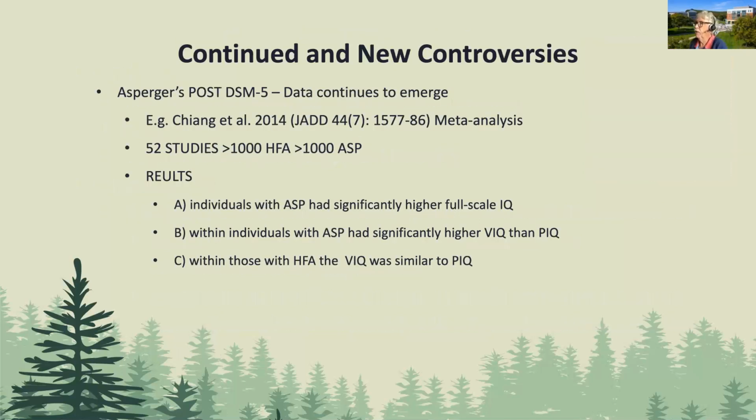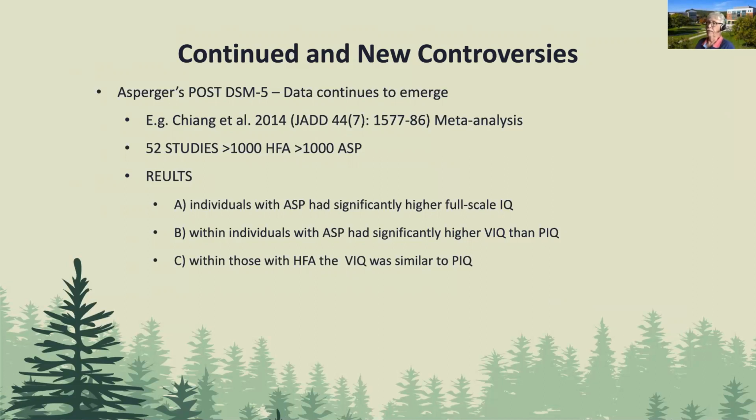So Asperger's post-DSM-5 is interesting because data continue to emerge. A very interesting study by Chiang and her colleagues in 2014 did a meta-analysis of 52 studies of over 1,000 cases of high-functioning autism and 1,000 cases of Asperger's, and found 3 things. The individuals with Asperger's had significantly higher full-scale IQ than the autism group. Within the individuals with Asperger's, they had significantly higher verbal than nonverbal IQs. And within the high-functioning autism group, the verbal IQ was rather similar to the performance IQ.